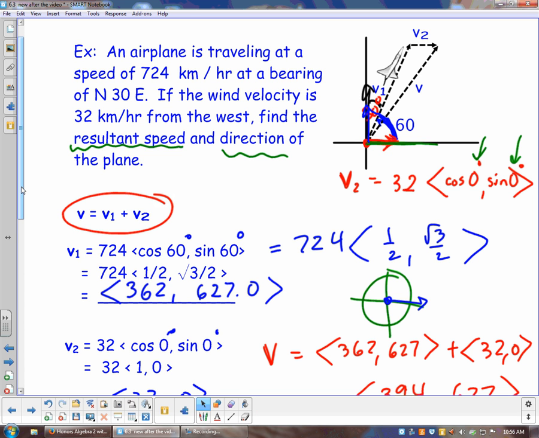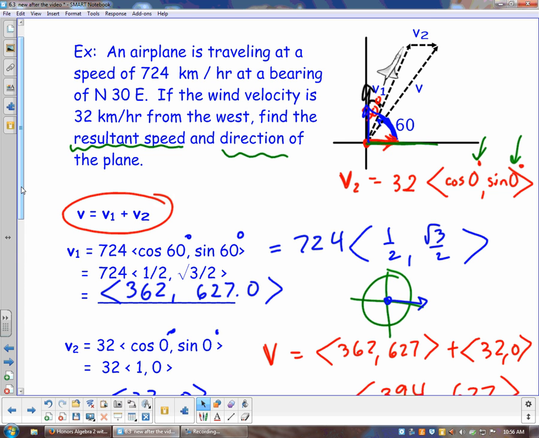How do we find that? I think with this wind blowing, it might not just be going 724 kilometers per hour. The wind is pushing on the plane. It might be making it faster, might be making it slower. How are we going to find the resultant speed?